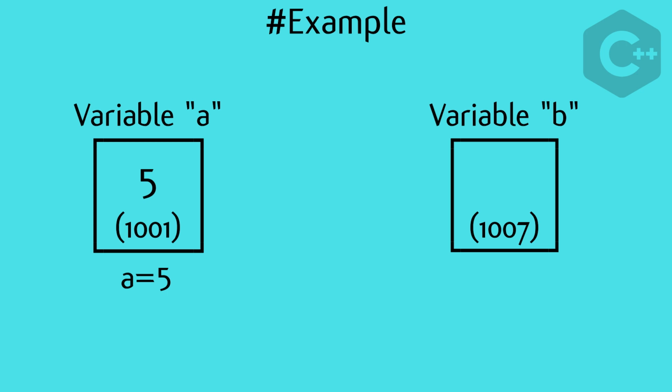Now I want to have the same value in both the variables. Then I can say b is equal to a. A's value goes to b, but they both have individual values. So if I change the value of a, then it won't reflect on the value of b.